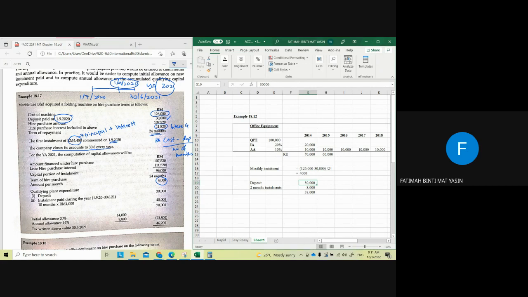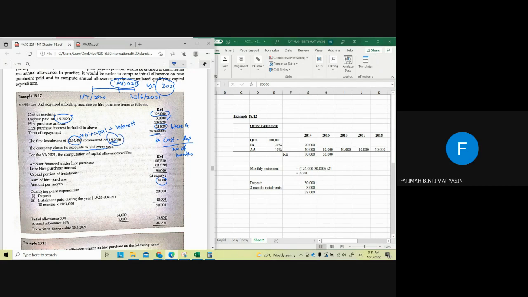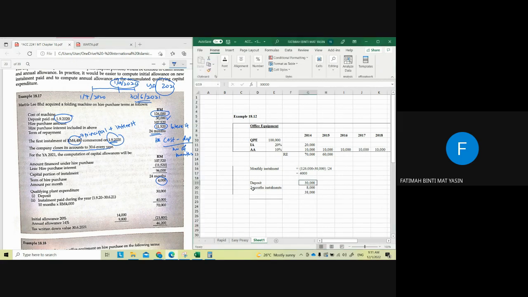Okay, because the company made the first installment on 1st September 2020. Meaning for YE 2021, the company closed its account on 30th June 2021. So the company made installments starting September, so September, October, November, December, January until June is actually 10 months. So for 2021, the QPE is 10 months of installments. That's why here you should multiply by 10, which is 4,000 multiplied by 10. So then it is 70,000.